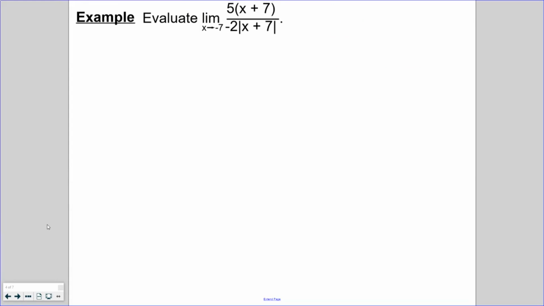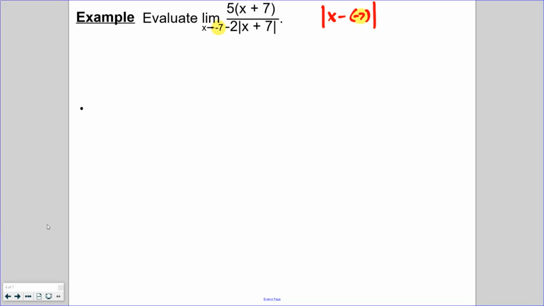All right, so next up we're going to take a look at a similar example. Here we have the limit as x approaches negative 7 of 5 times the quantity x plus 7 over negative 2 times the quantity of x plus 7. Again, here we have an x plus a number. So I'm just going to rewrite this to be x minus a negative 7 inside the absolute value. And when I do that, I can see that the a value in our absolute value matches the a value in our limit, which tells me that we need to split this two-sided limit up into its two individual one-sided limits. So we're going to do this again.